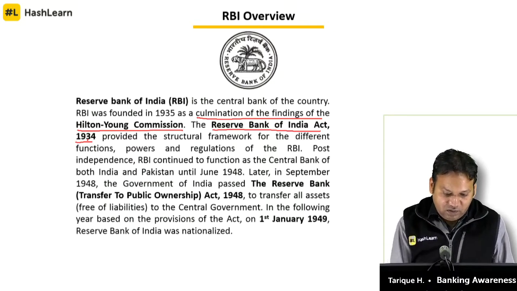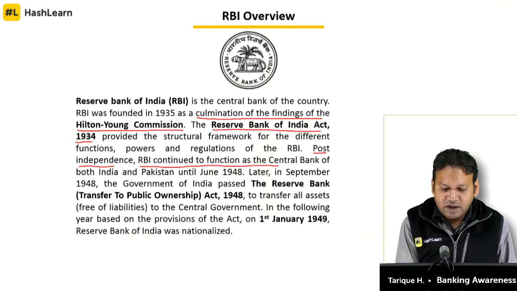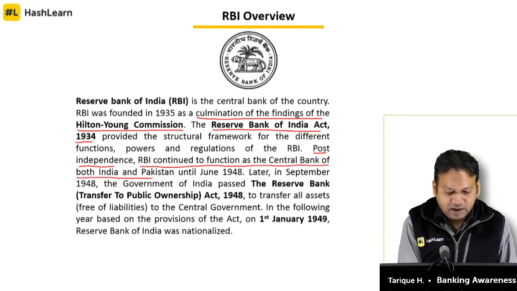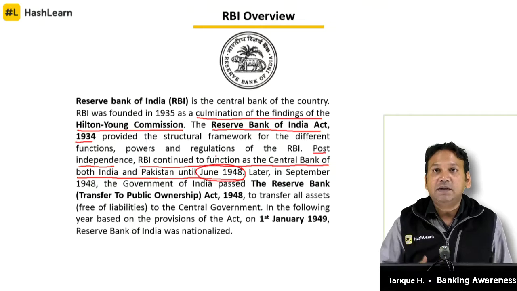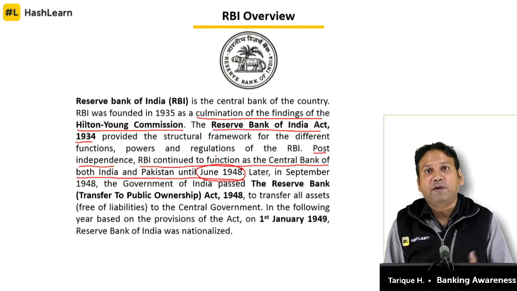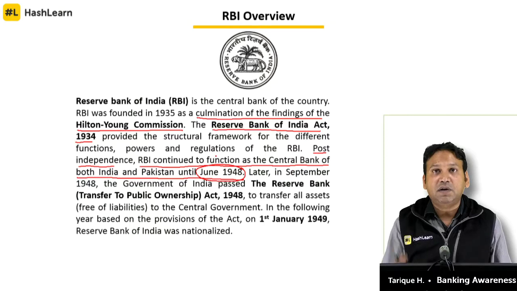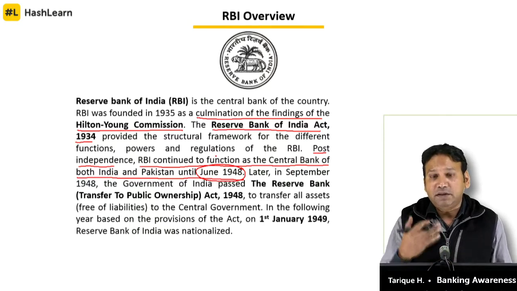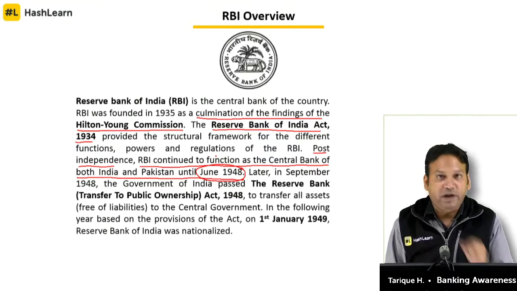And also we have seen what happened with post independence. So post independence, RBI continued to function as a central bank of both India and Pakistan until June 1948. Clear? So you understand that when independence happened in our country, immediately we did not create a separate RBI only for India, because Pakistan, the country that was formed, required some time to set up the central bank.